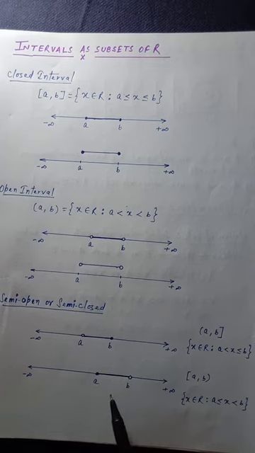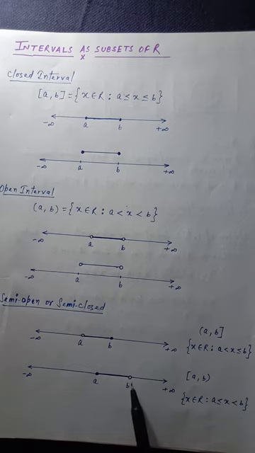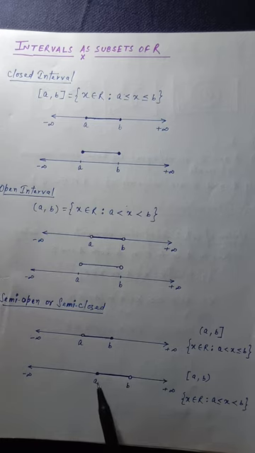Same case is here when it is written closed at a and open at b. So this interval is also semi-open or semi-closed. So the value of x is taken as a but greater than a, but finally it is less than b. So when it is less than b there is no equality. That's why on b we have a hollow circle and at a there is a solid circle.